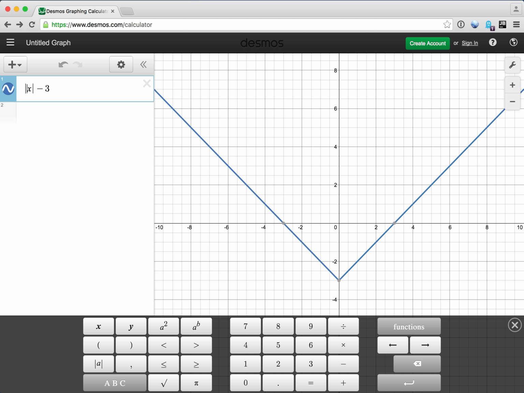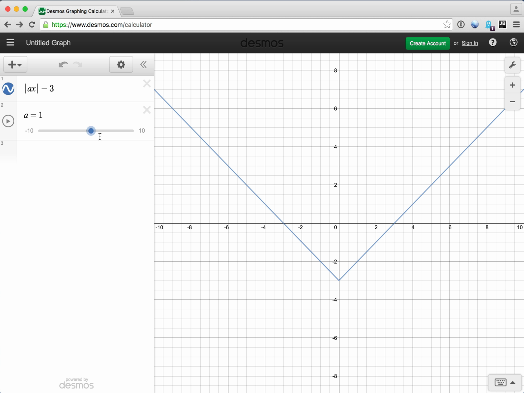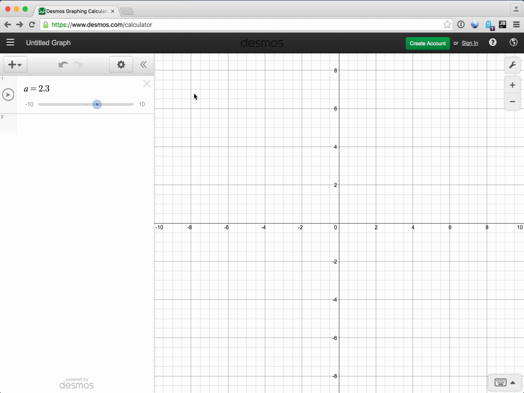So for example, if I do A, it asks me, oh, do you want to add a slider? Sure, why not? How does changing that constant right there change the function? Well, that's how it changes it. That's pretty cool, right? Okay. Anyways, so we can kind of explore some things here.